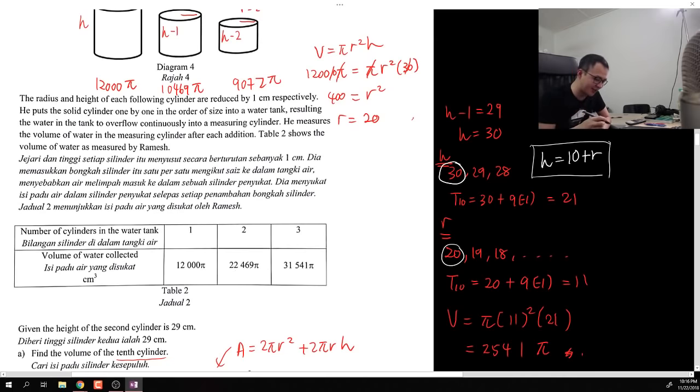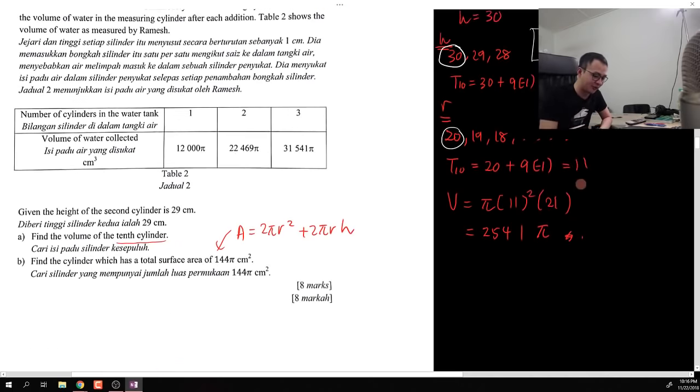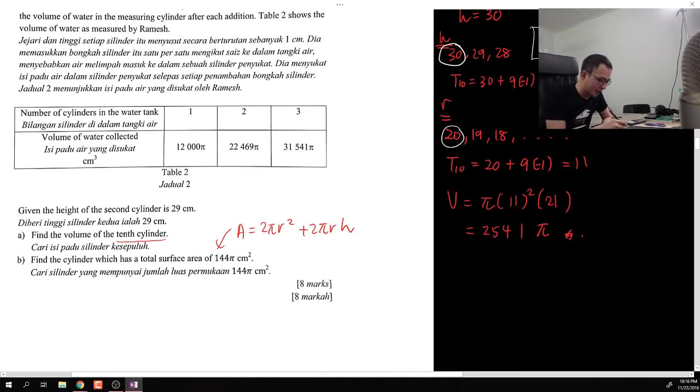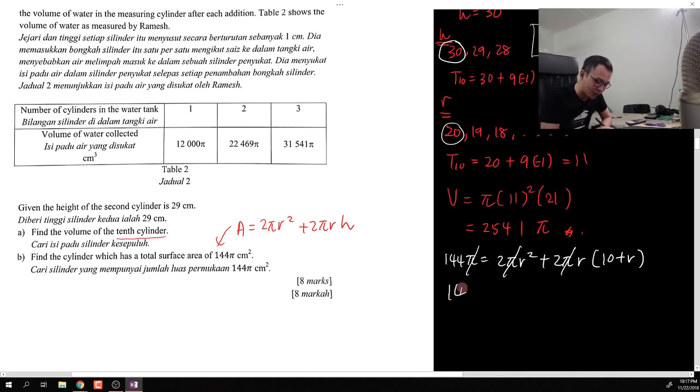Alright, so then the next thing is, I will solve the equation over here. So area is 144 pi. 2 pi r squared plus 2 pi r h. H is 10 plus r, isn't it? Because I see the connection between them. And then the first thing, definitely I divide pi for every single one. I don't like pi at all. So I will solve this one.